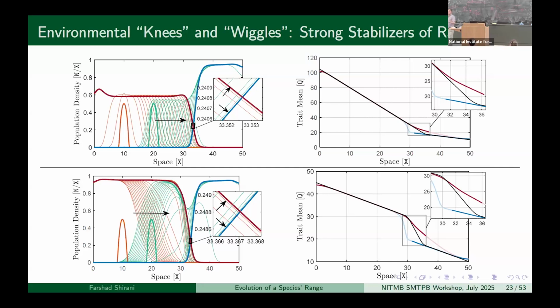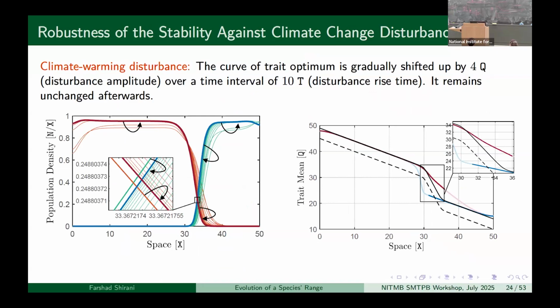As a result, it is suffering from less maladaptive core-to-edge gene flow. And once the interface reaches there, the stronger species is still suffering from a lot of maladaptive gene flow because of the steepness of the gradient there. And that way the range gets stabilized. And the stability is pretty strong.